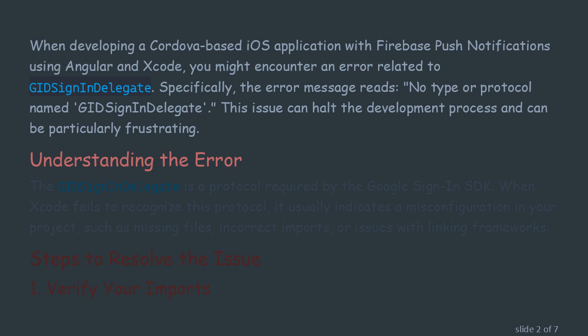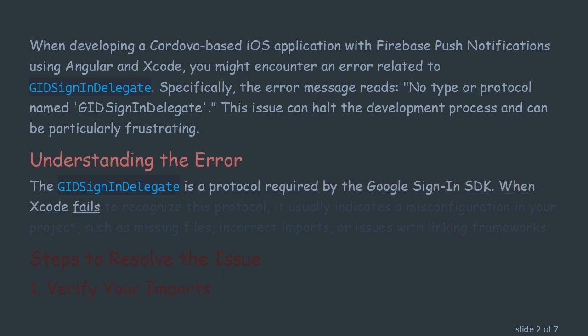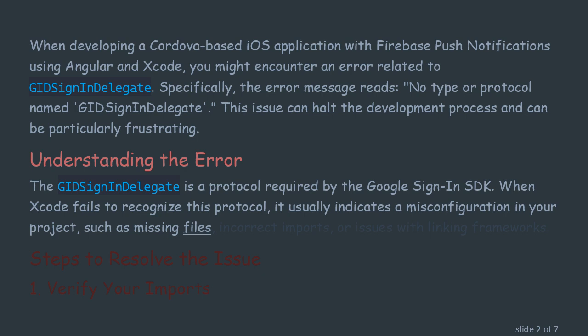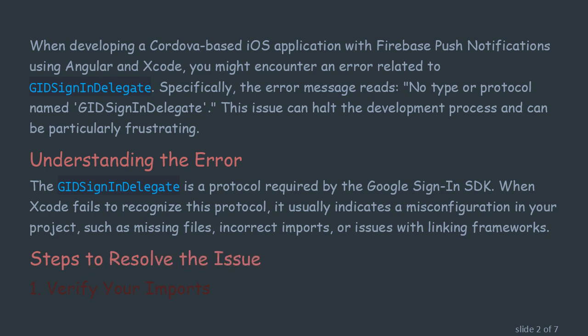Understanding the error. The GIDSignInDelegate is a protocol required by the Google Sign-In SDK. When Xcode fails to recognize this protocol, it usually indicates a misconfiguration in your project, such as missing files, incorrect imports, or issues with linking frameworks. Steps to resolve the issue.